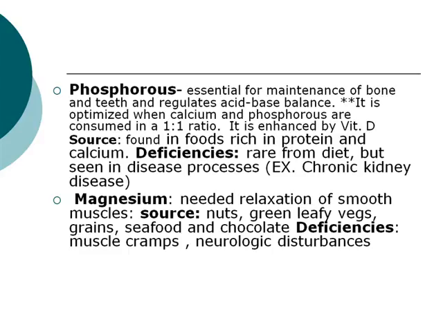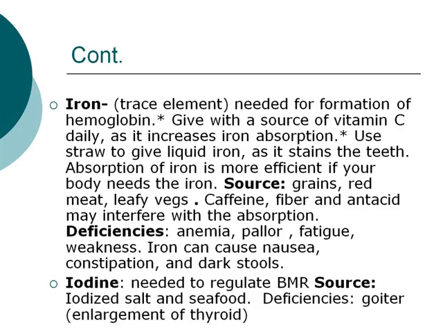Magnesium is needed for relaxation of our smooth muscles. And this is one example: you say, well, I need to eat my chocolate today because that's how I'm getting my daily magnesium dose, because it is found in chocolate, as well as nuts and green leafy vegetables, grains, and seafood. If we're deficient in magnesium, we may have muscle cramps or neurologic disturbances.